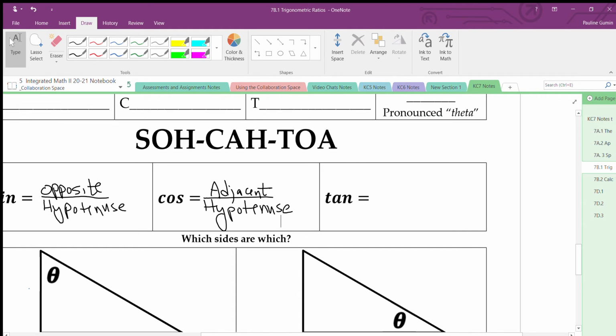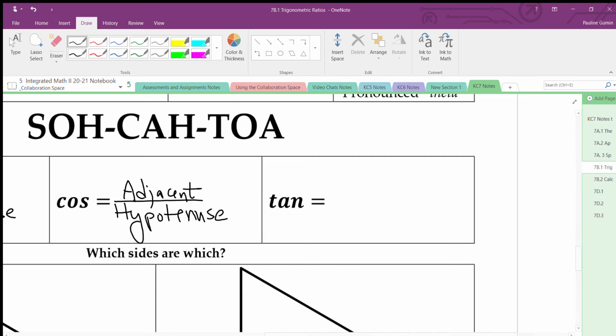Lastly, we have tangent. In math, we see it T-A-N, but it's pronounced tangent. And in the abbreviation SOH CAH TOA, you see T-O-A. The O-A next to the T stand for opposite over adjacent.